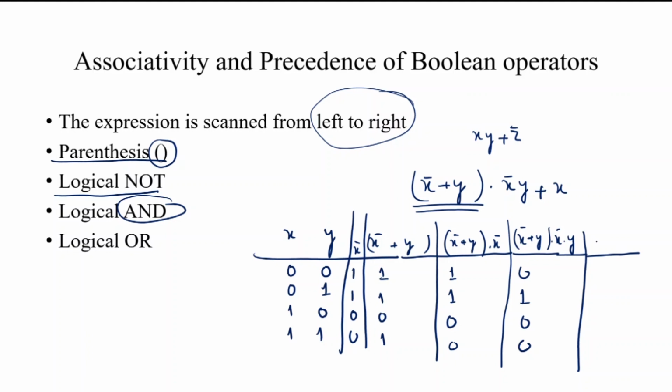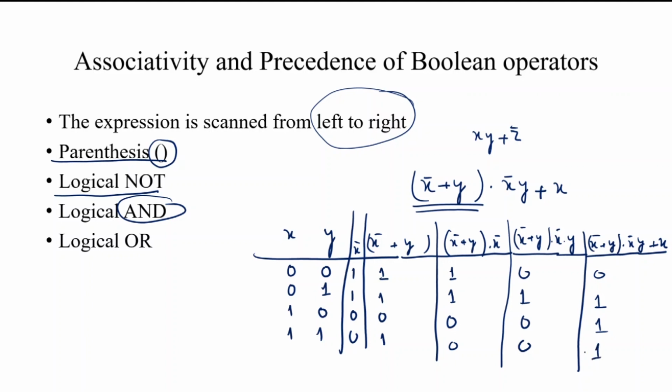This means this is what? X complement plus Y dot X complement Y plus X. What is it? We add X with the output of each column. This is X, 0 0, that is 0. What is here? 0 and 1, that is also 1. 1 0, that is 1. 1 0, that is 1.